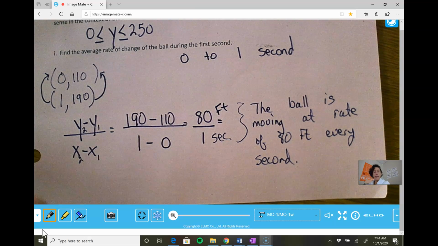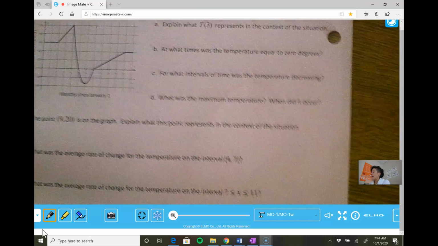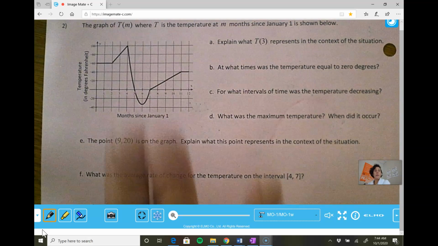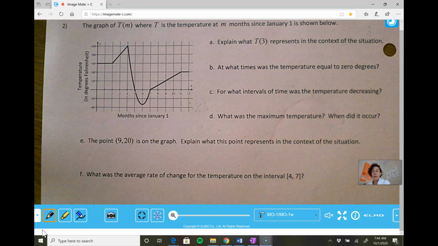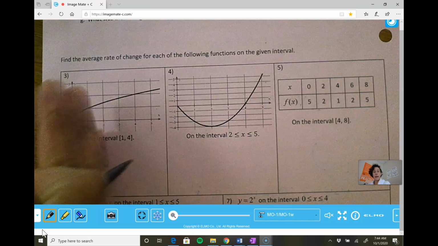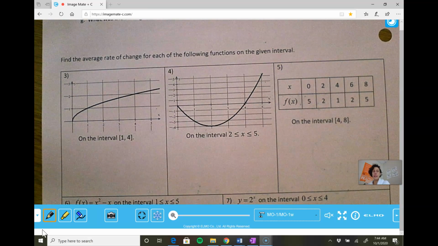All right, let's take a look at the back. We're going to make sure that we're all in agreement of these points on the graph. We'll go through some of these. We will definitely do some of the average rate of changes. That's where we're going to need our calculator, and you'll be finishing the rest.